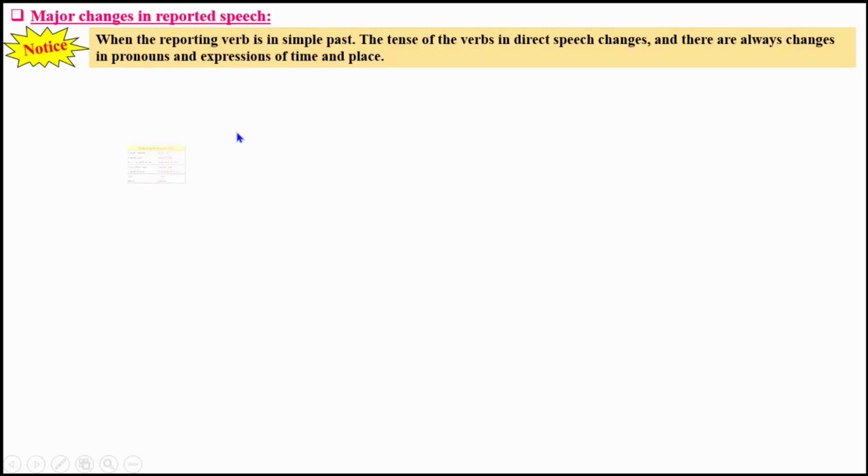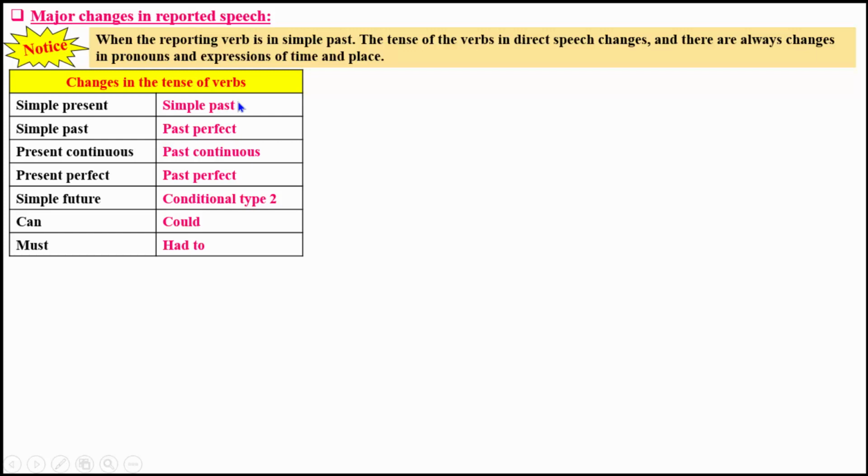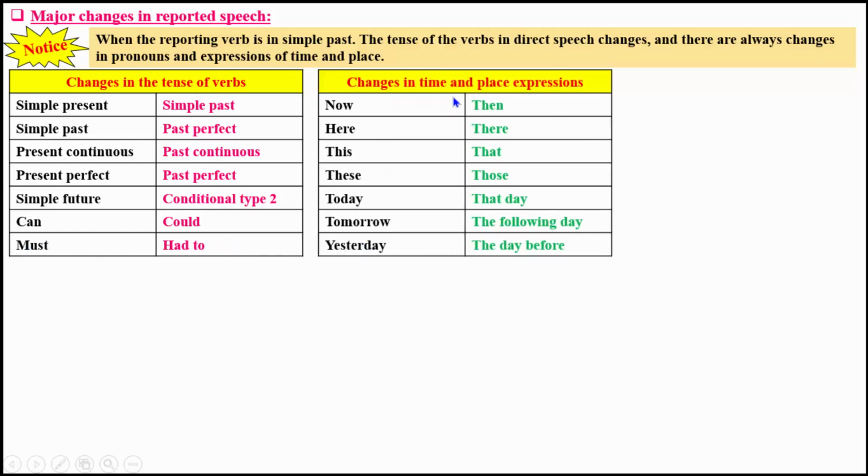So number one, for the tenses of the verbs: simple present changes to simple past, simple past changes to past perfect, present continuous changes to past continuous, present perfect changes to past perfect, simple future changes to conditional type 2, can changes to could, and must changes to had to. For the changes in time and place expressions: now changes to then, here changes to there, this changes to that, these changes to those, today to that day, tomorrow to the following day, yesterday to the day before.